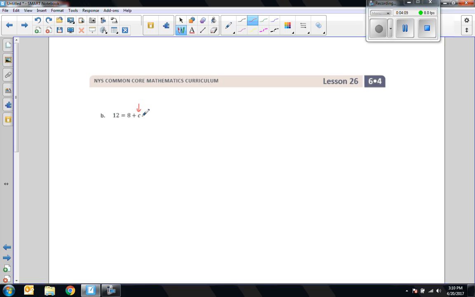So I have an 8 here being added to c. The inverse of addition is subtraction. So 8 minus 8 is 0. 0 plus c is c. And what I do to one side, I must do to the other. 12 minus 8 is 4. And then I check. 12 equals 8 plus 4, because that's my c. And 12 definitely does equal 8 plus 4, because 8 plus 4 is 12.